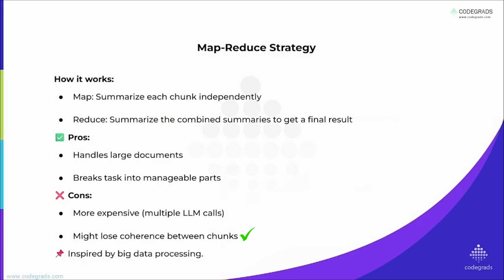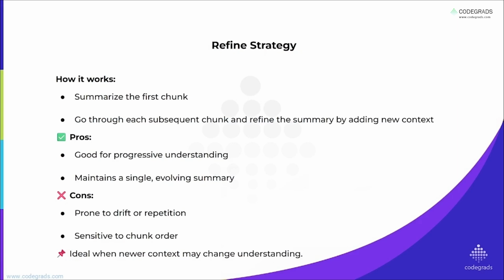Now we are summarizing each chapter separately, and then summarizing all the chapter summaries. So this is the best example for the map reduce strategy. It was inspired by big data processing. Whenever the data involved is large, we need to scale this, and for that we use the map reduce strategy. Now next is the refine. We'll see how it works.